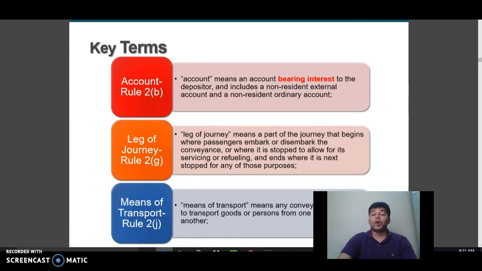Now there are certain important definitions in this category. Now, important definitions from what perspective? Account means an account bearing interest to the depositor and includes a non-resident external account and a non-resident ordinary account.